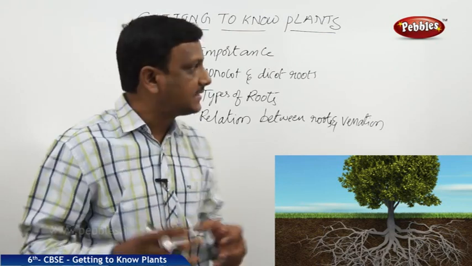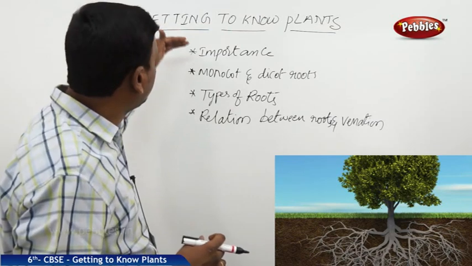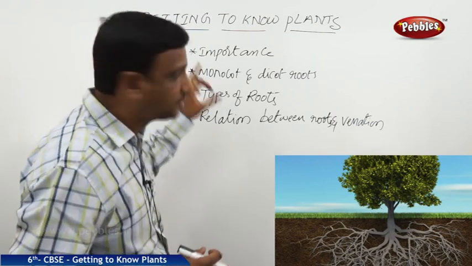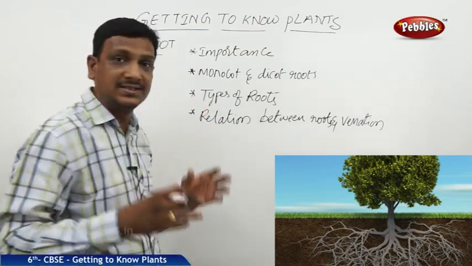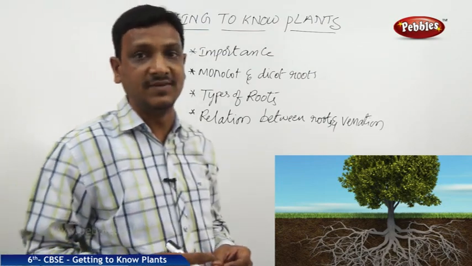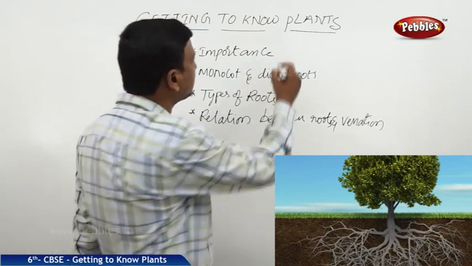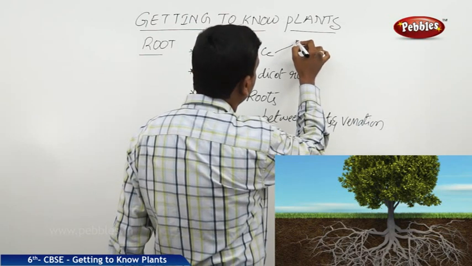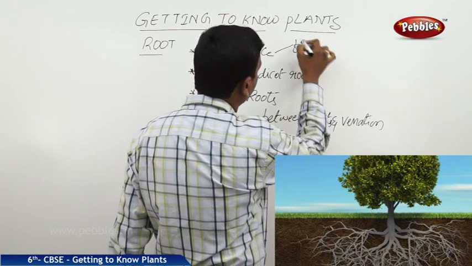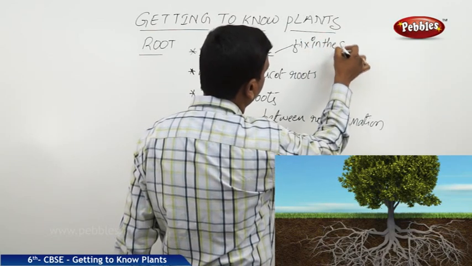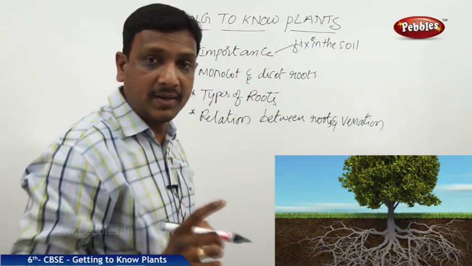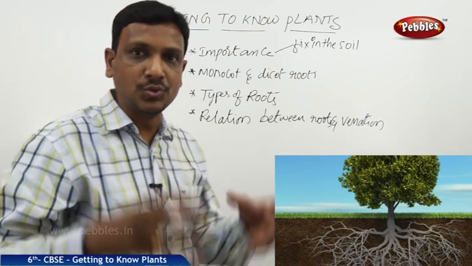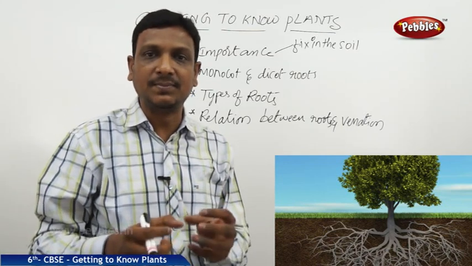Okay. Now let us see some interesting facts about the root. Here we have listed the points: importance of the root, monocot and dicot roots, types of roots, and the relation between roots and venation. So the importance is that their function is to anchor the plant. That means they help the plant to fix in the soil. The roots hold the soil tightly, so by that the plant can stand.